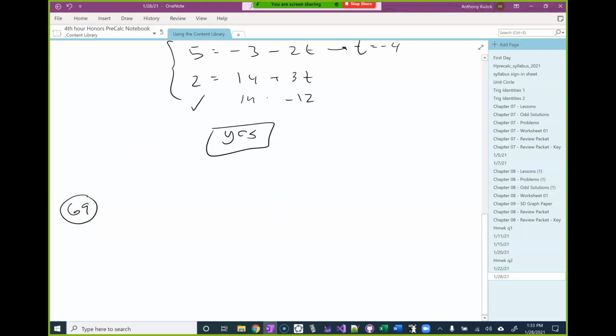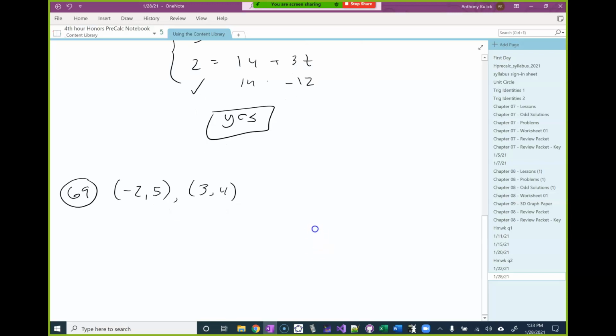So 69 says, find a possible vector line equation in IB component form for a line that intersects the following points. So just FYI, there are 4 possible answers. I'm not going to do all of them. I'm just going to explain one of them and then talk about the others.